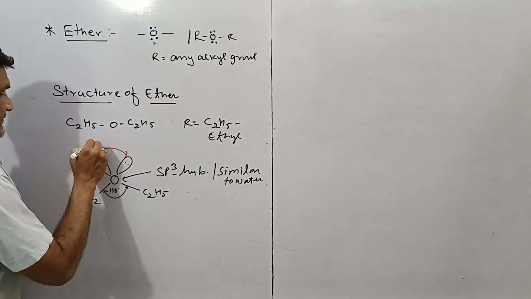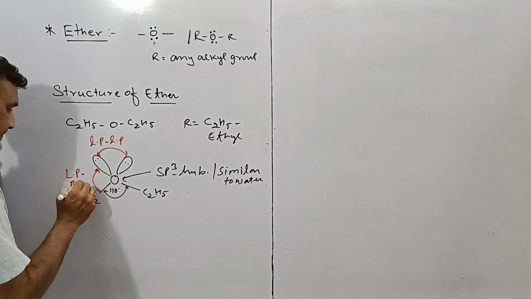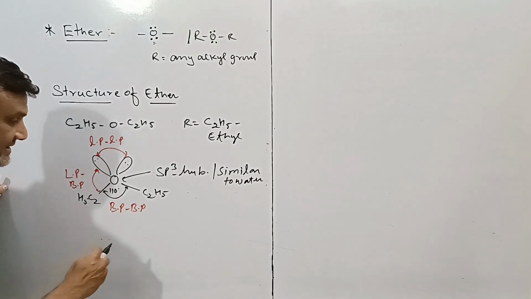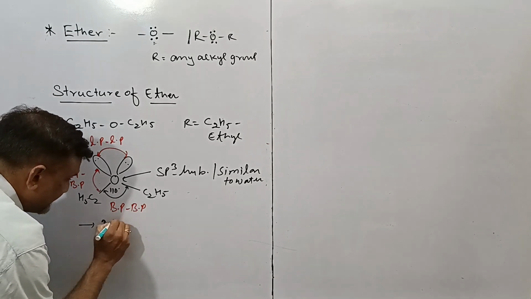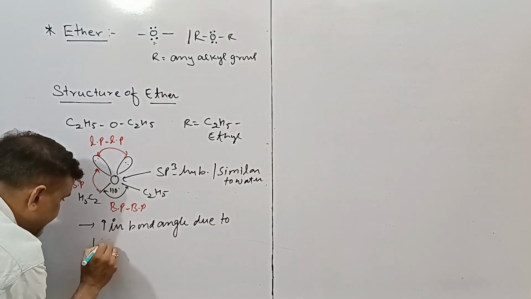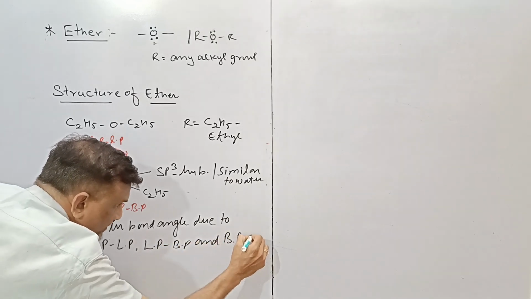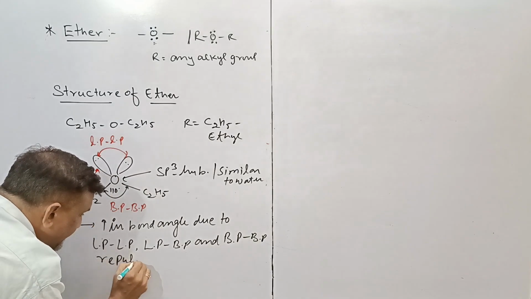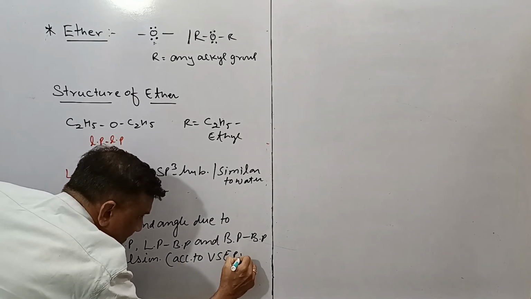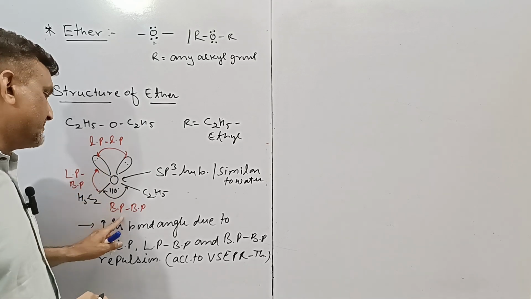but here there are two lone pairs over the oxygen atom. So there will be lone pair to lone pair repulsion, lone pair to bond pair, LP to BP, and BP to BP repulsion. That's why the bond angle slightly increases, due to LP to LP, LP to BP, and BP to BP repulsion according to valence shell electron pair repulsion theory, which you have already discussed before. Just lone pair to lone pair, lone pair to bond pair, bond pair to bond pair.